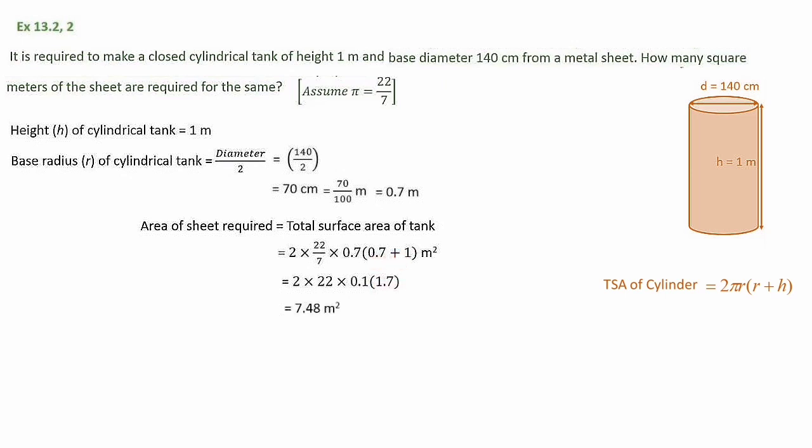That is equal to, when you multiply 2 into 22, you will get 44. 44 into 0.1 into 1.7. When you multiply these two, you will get 0.17. So when you multiply these three, we will get 7.48. Here it is a simple calculation, so you have to do it on the right side of your notebook. Please do not copy this answer. First make sure that you are getting this answer. 7.48 meter square of area of sheet is required.